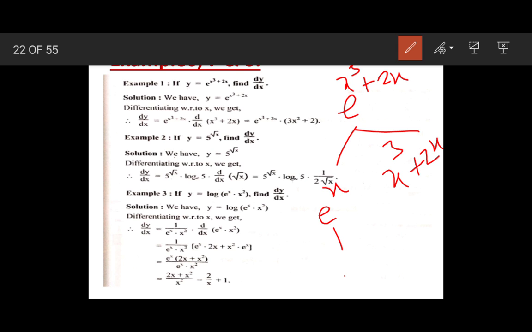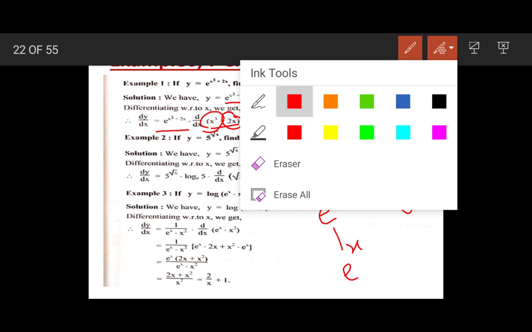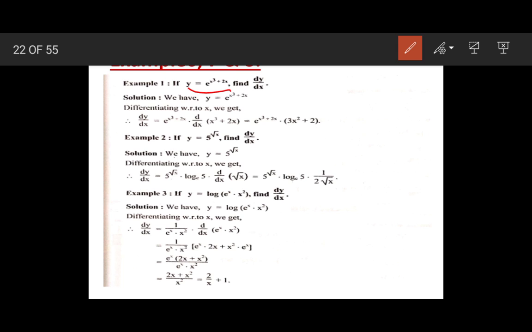Then the derivative of e raised to x is e raised to x. Here we have to use the u plus v rule, right? There are two different functions with a plus sign. So first, the derivative of e raised to x cube plus 2x will be e raised to x cube plus 2x into the derivative of x cube plus 2x. Then the derivative of x cube is 3x square plus the derivative of 2x is 2. So that is the answer for this.